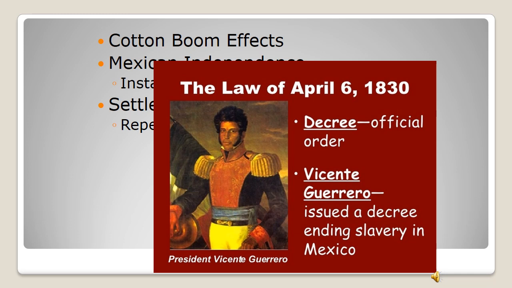When Vicente Guerrero, who you probably don't need to know, was president of Mexico, he actually abolished slavery within the entire territory, within the entire state, in order to try to convince Americans to stop migrating, but he was relatively quickly overthrown, and this decree was never truly enforced.